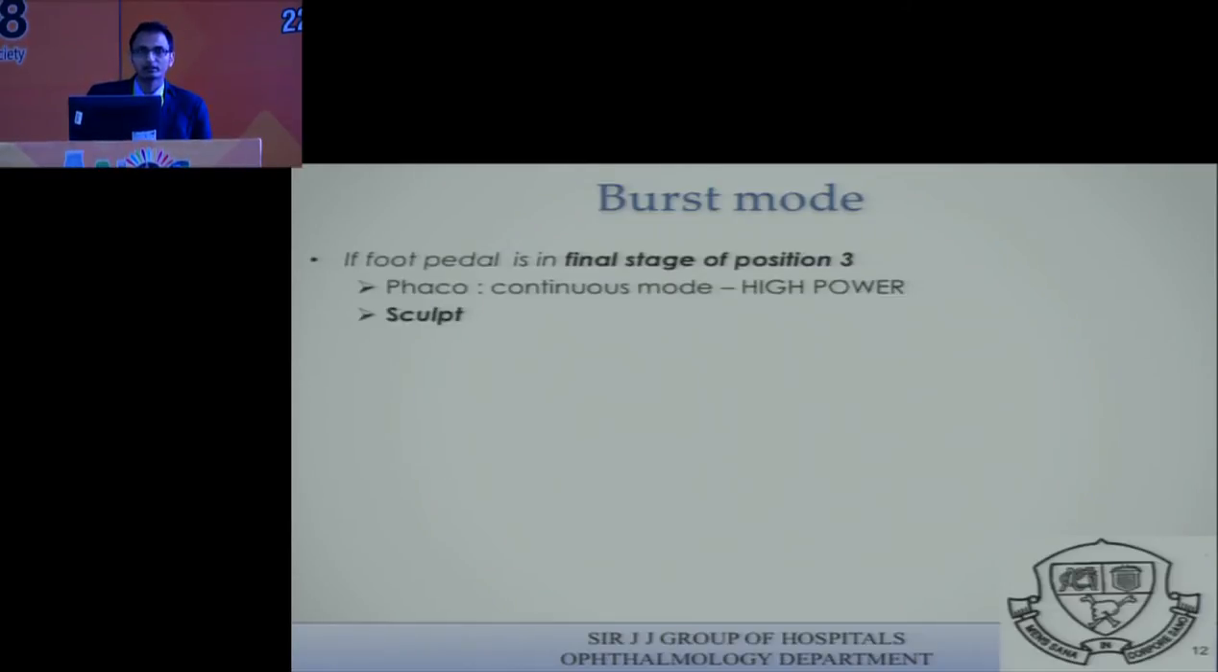Burst mode basically is a combination of both pulse and the continuous mode. What happens in the burst mode is that as you keep on pressing the foot pedal, the pulse keeps on increasing, and theoretically you can say that when you press the foot pedal completely in position 3, you actually convert your burst mode into the continuous mode. So with the burst mode you can do the entire Phaco also, and you need not change your mode again and again. With the full foot pedal, you can try to sculpt and divide the cataract.